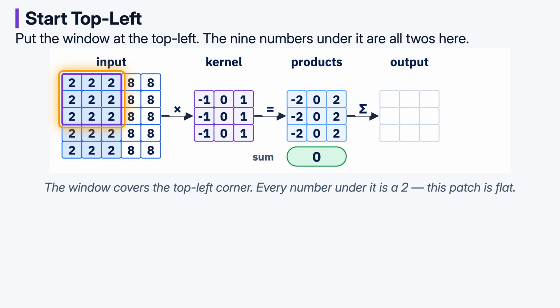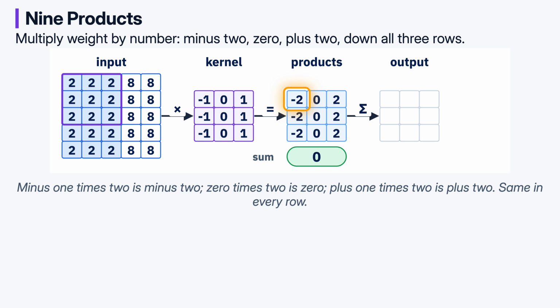Start with the window at the top left corner. Every one of the 9 numbers under it is a 2. This patch is flat, all the same color. Now multiply weight by number. -1 times 2 is -2. 0 times 2 is 0. And +1 times 2 is +2. The other 2 rows come out the same, because every row of the kernel is the same.